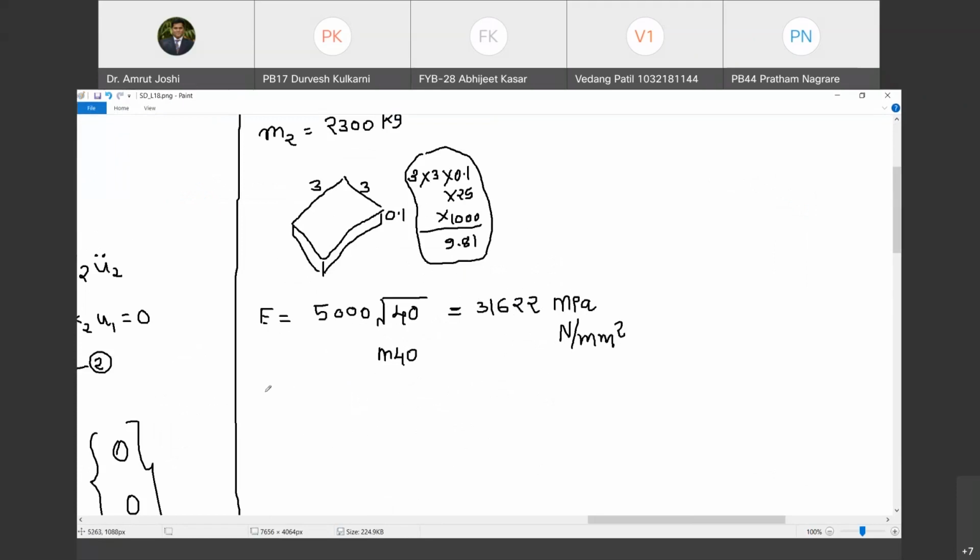Happy? Yes, sir. What is I? So let us say that these columns are of dimensions 200 cross 200. Are you with me? Yes, sir. So if the column has 200 cross 200 mm dimensions, what will be the value of I? 200 into 200 cube, that is BD cube by 12. Do you agree with me? Yes, sir. Tell me how much is that?